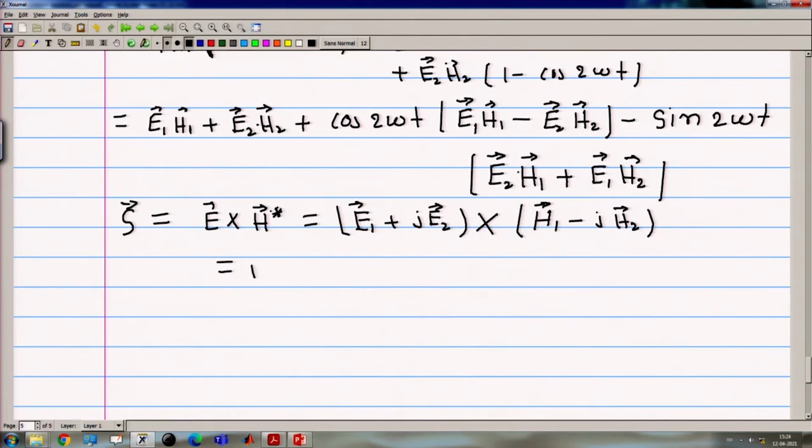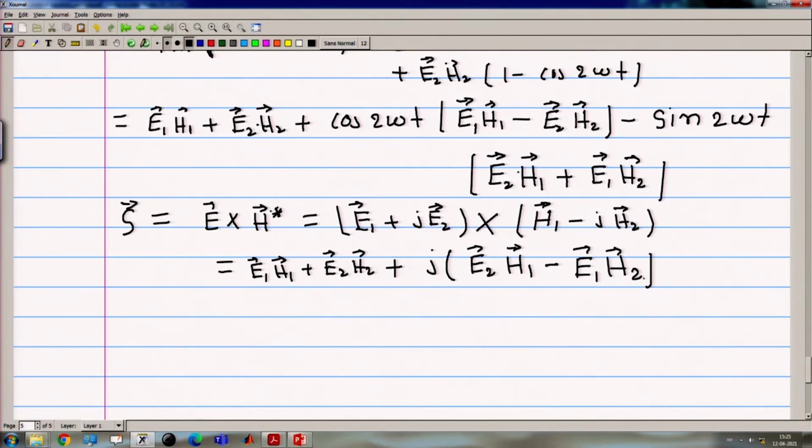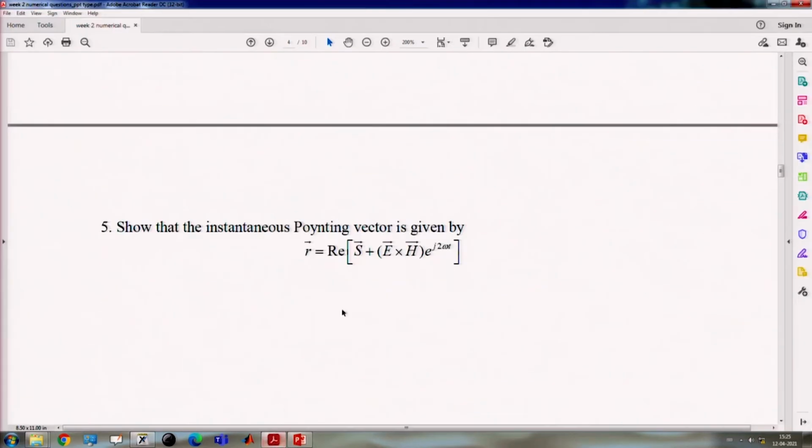So, this will give E1 H1, and real part we can write first minus J square, plus E2 H2, plus J E2 H1 and minus J E1 H2. So, that we can write plus J E2 H1 minus E1 H2. Like this we can write the E cross H star, and next part is E cross H.